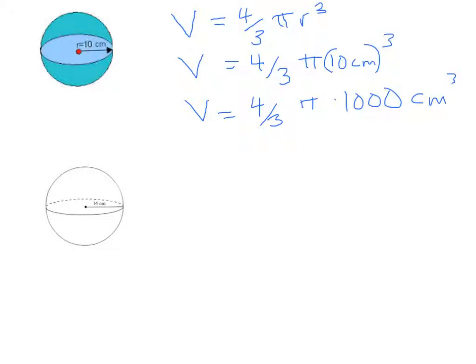And since this 1,000 right here is all over 1, we can multiply across. 4 times 1,000 is 4,000 over 3 pi cubic centimeters. And there is our volume.